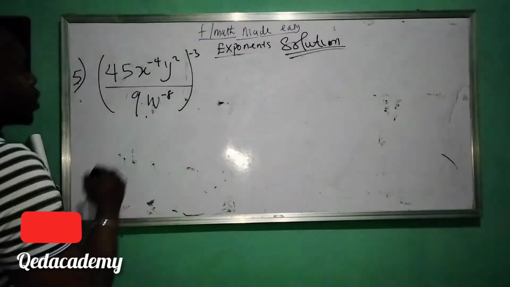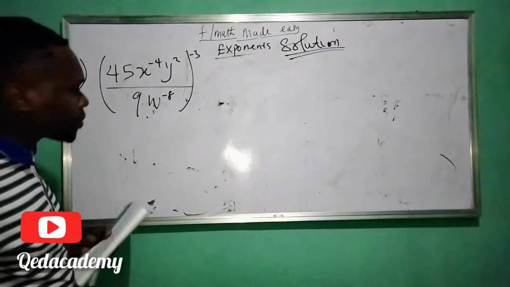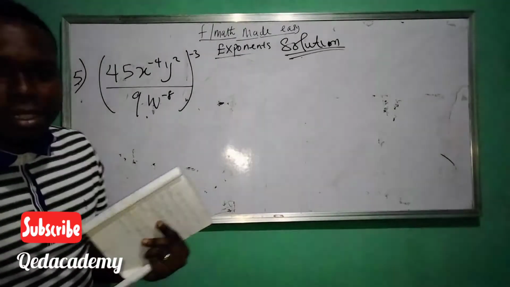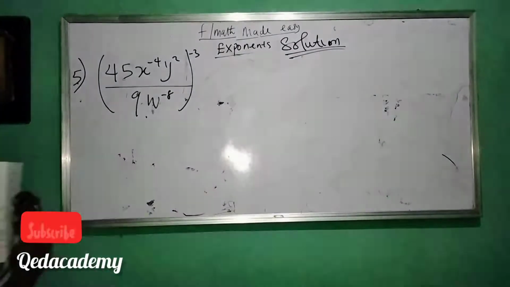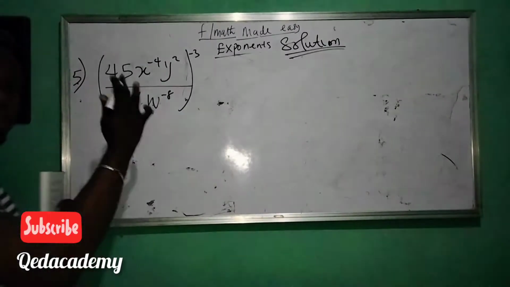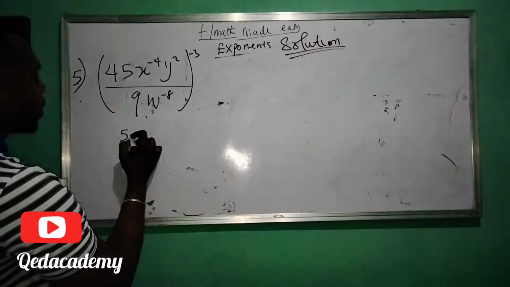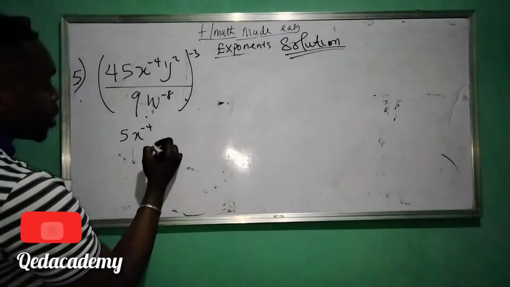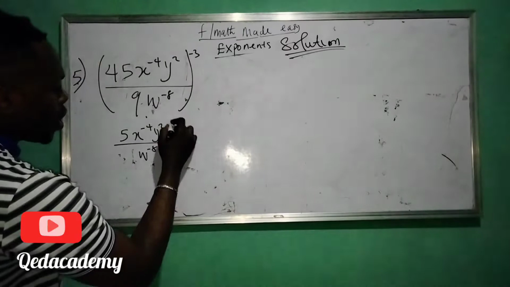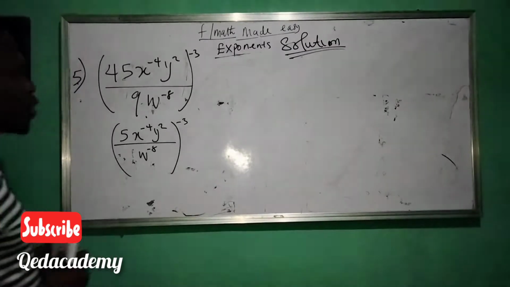So if you deal with the one inside, 45 divided by 9, of course, that should be 5, right? If I'm wrong... yeah, that should be 5, because 9 times 5 is 45. And so this will now be further reduced: 9 can go here 1, 9 can go here 5. So it becomes 5x^-4 y^2 over w^-8, all raised to power minus 3, right? I believe we are following, right?